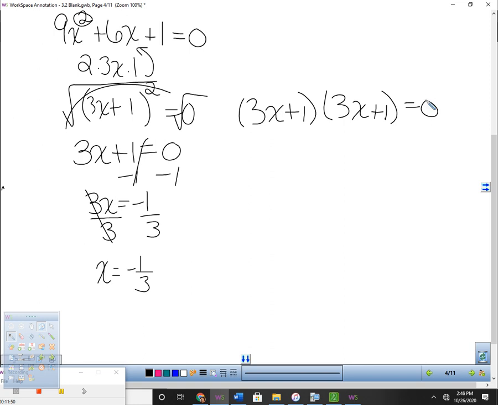So here's the thing. If I've got 2 times a number is equal to 0, tell me what the number is. 0, right? So that tells me that this has to be equal to 0, or this can be equal to 0 to make this whole thing equal to 0, right? This answer counts for 2 answers. We call that a multiplicity of 2. And on a graph, I'm going to show you what that means.